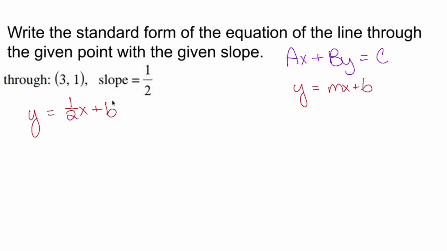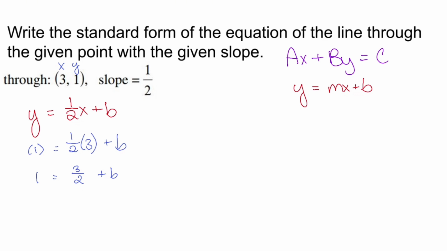Now I have my slope, but I don't have my y-intercept. How do I find my y-intercept? Well, I can label my x, I can label my y, plug those in, and that'll help me get b, which is my y-intercept. So I've labeled my x and y, so y is 1. Let's write that out: 1 equals 1/2 of x, so 1/2 of 3, plus b. Okay, 1 is 1. 1/2 of 3 is 3 over 2 plus b.